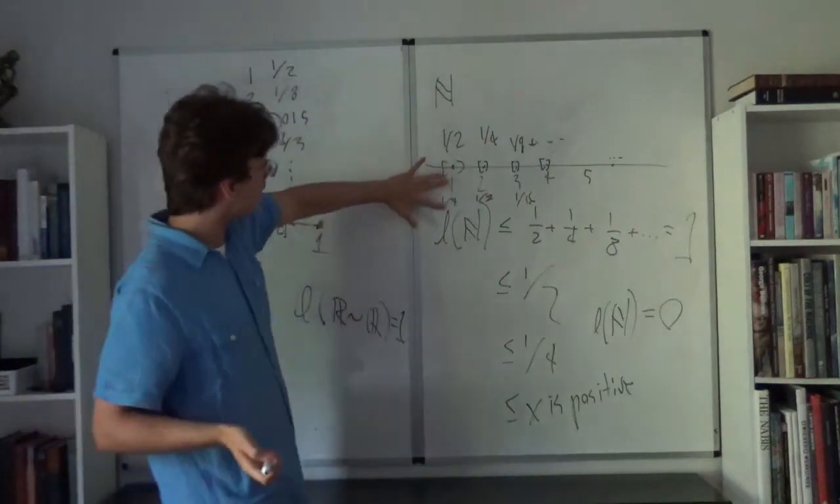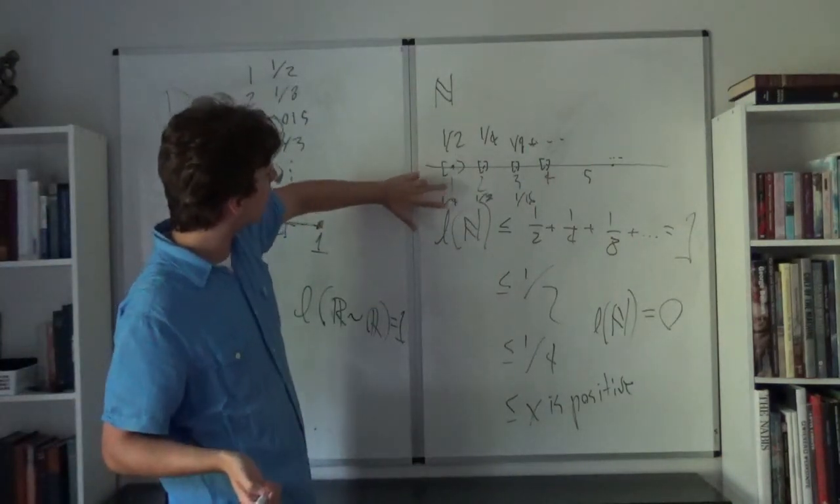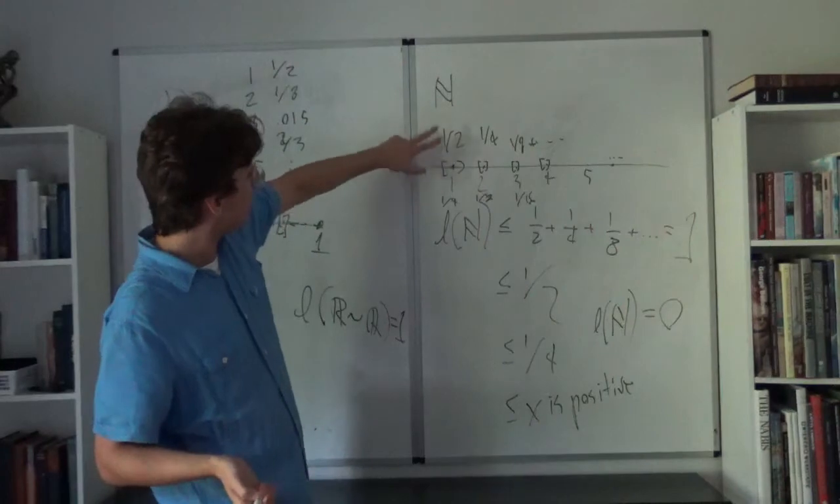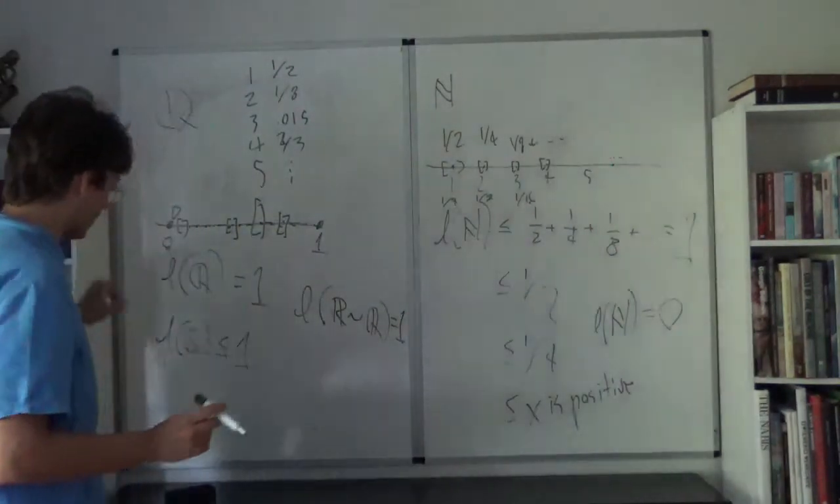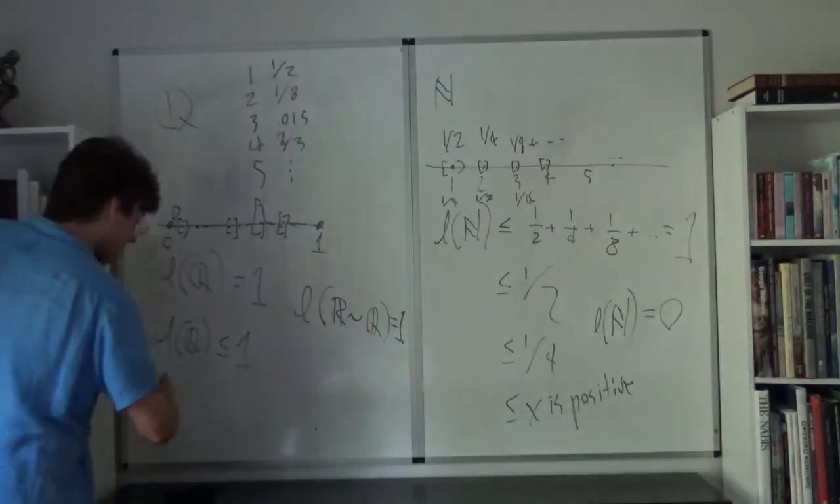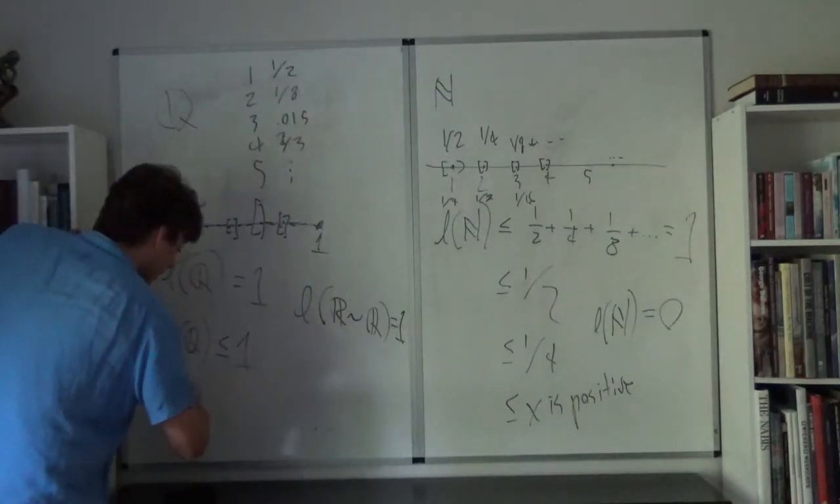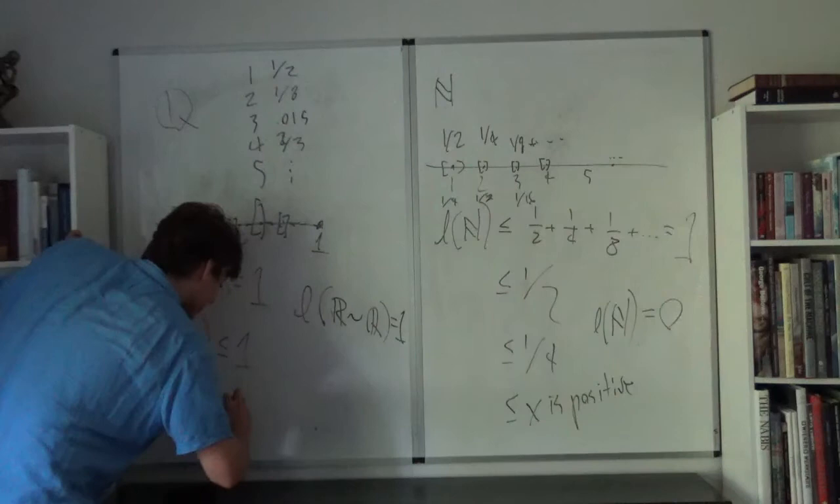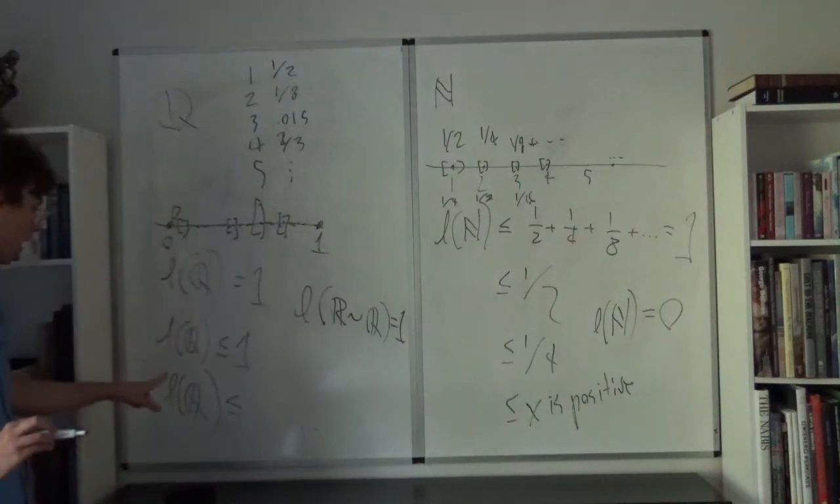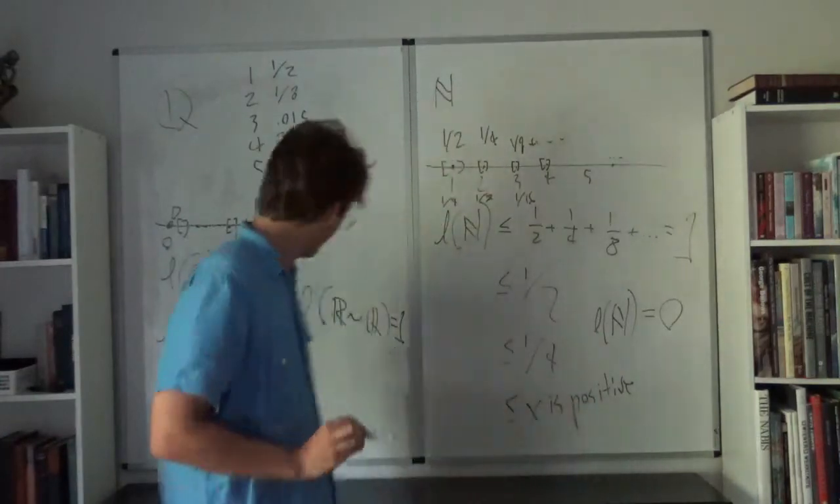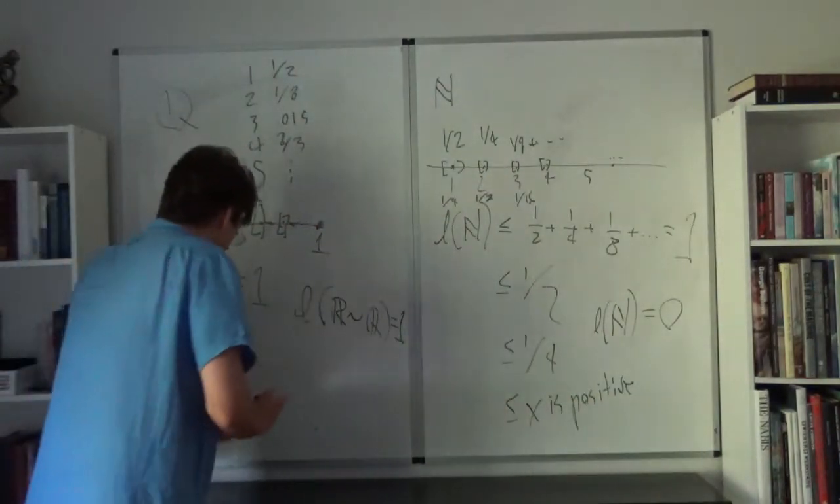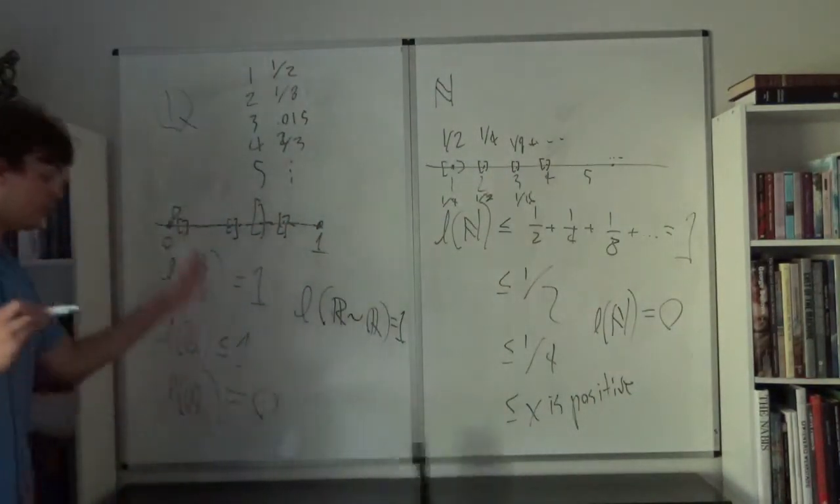I could have made it like this, where it starts at 1/4. Or I could have made it even smaller, where it starts at 1/256, or whatever. I could make that arbitrarily small. And I find that the rational numbers are less than every single positive number, which means that they equal 0.